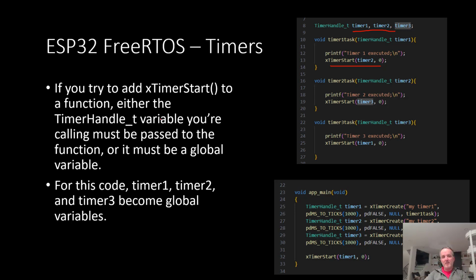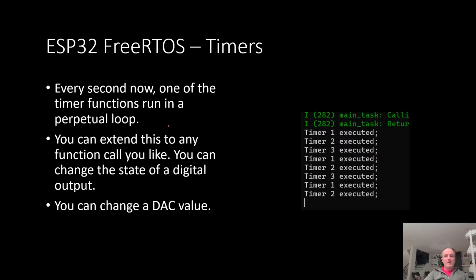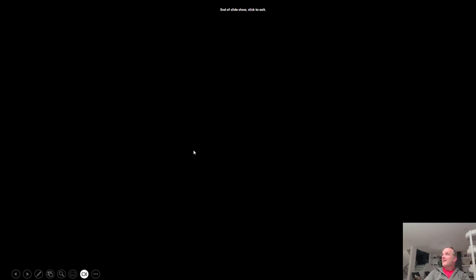Now this is a very good thing to use if you want to have, say, an intersection. You can have one timer call the next timer, call the next timer, controlling the lights. So when we do this, every second now, one of the timer functions will run in a perpetual loop: timer 1, timer 2, timer 3, timer 1, timer 2, timer 3. You can extend this to a function and change the state of the digital output. You can change the DAC value, all kinds of things you can do. And that's the end of the lesson here.